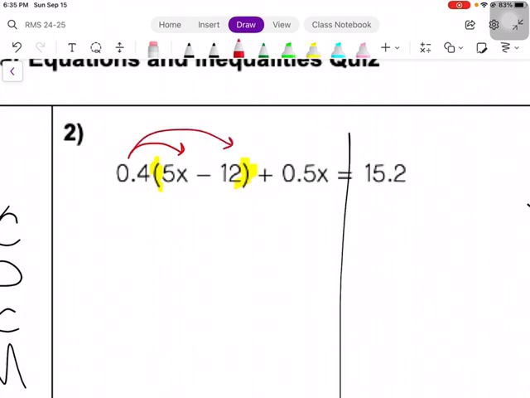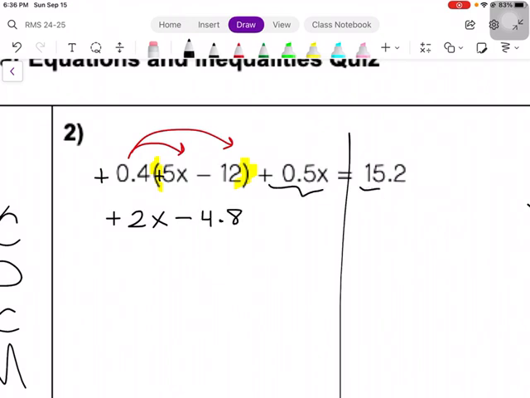I highly recommend that when you do distribution, you use your calculator. It's really going to help you, and it helps with the positives and negatives as well. So first I'm going to do positive 0.4 times positive 5x, and that will give you, I believe, 2x, and it's positive. Then you're going to do 0.4 times negative 12. Remember, your multiplication rules state that whenever you multiply mixed signs, a negative times a positive, it gives you a negative. And this would be 4.8.